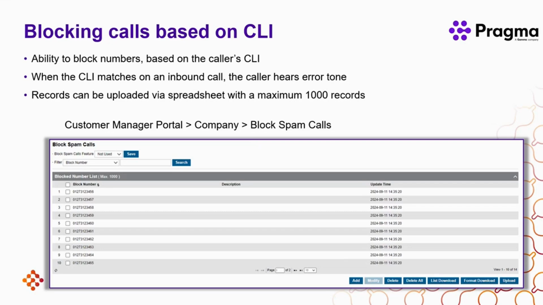This means when you call a DDI for this customer, for this cloud tenant, if that CLI matches one of the numbers in this list, they hear error tone. Any callers that match these CLIs just get blocked instantly. So it's good for spam calls and anyone you don't want to get hold of, or you don't want to get hold of you.